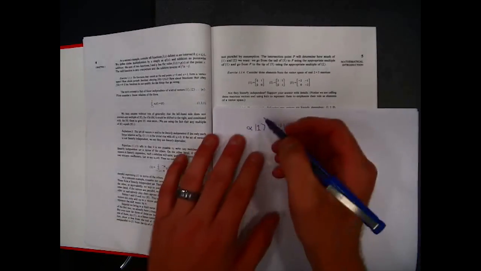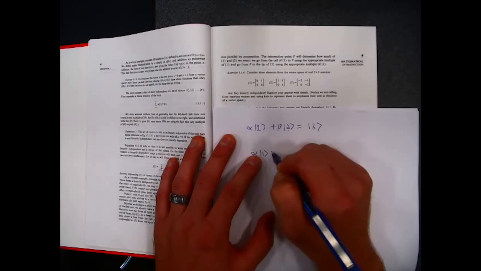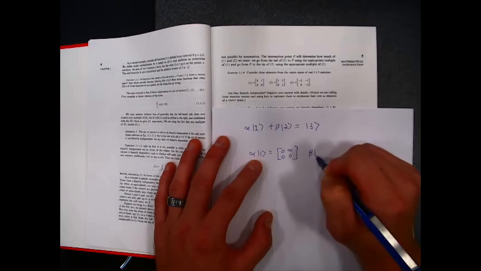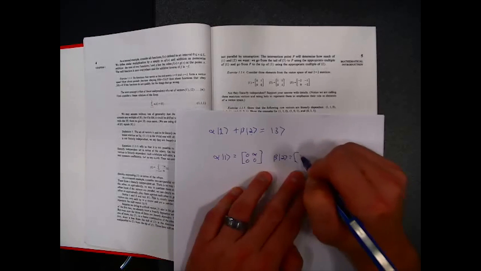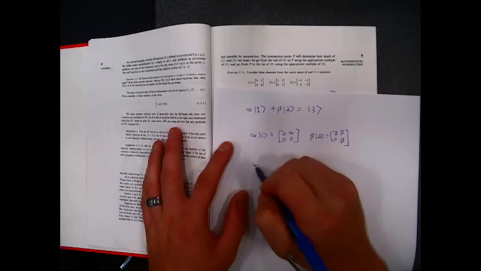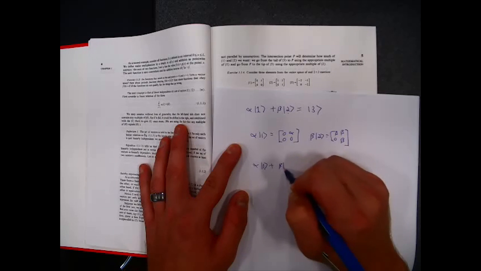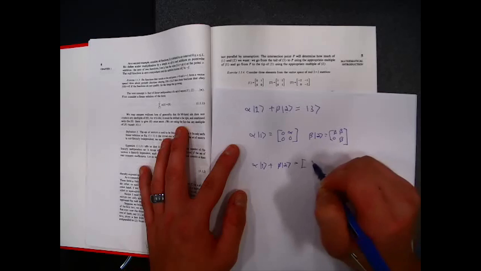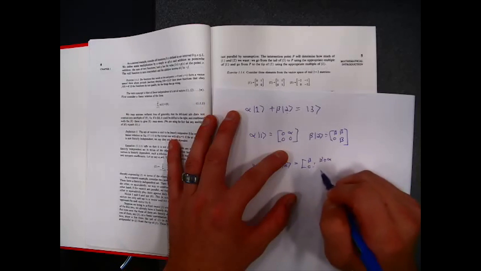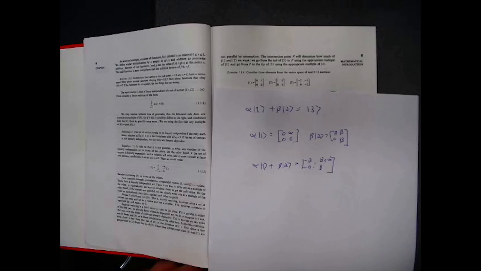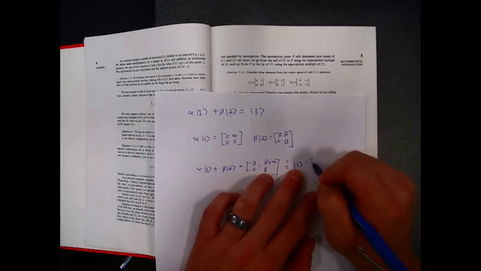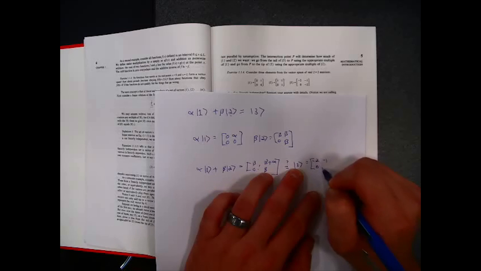Now, let's go one step further and say, what does that actually tell us? Well, alpha times vector 1 is equal to the matrix alpha, 0, alpha, 0. Beta times vector 2 is equal to the matrix beta, beta, beta, 0. And so alpha times vector 1 plus beta times vector 2 is equal to the matrix, just add them term by term, beta plus alpha, beta, beta plus alpha, 0. And the question then is, is that possible to be equal to vector 3, which is minus 2, minus 1, 0, minus 2?